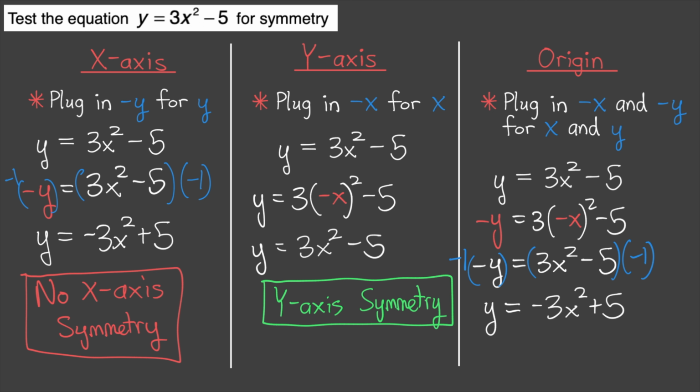Now we have to compare that to the original equation. Is this exactly the same as the original equation? No, it's actually quite different. Both signs on the right side here are different than the signs on the right side of the original. So this would be a no as well. So we'll say no origin symmetry. All right, so those are our three answers. The only one that worked was y-axis. So this graph is symmetric about the y-axis, and that's it.